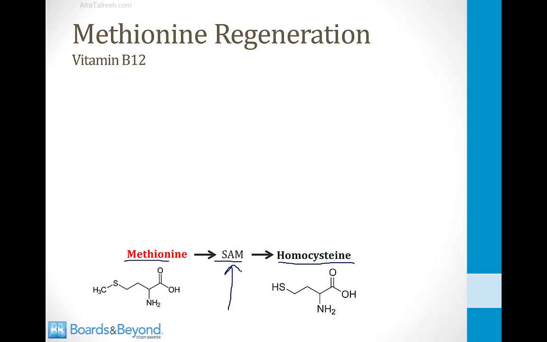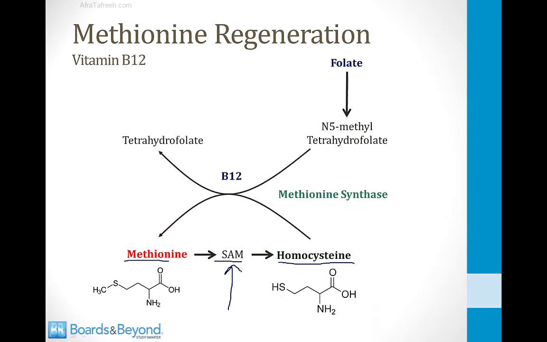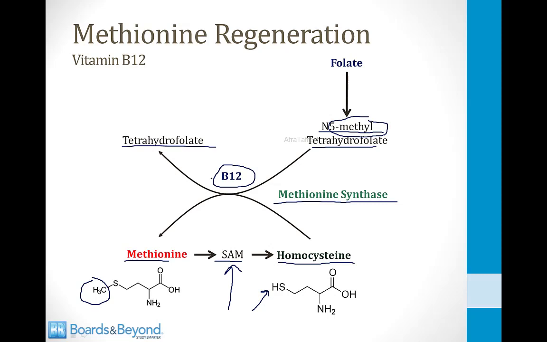And the way that methionine is regenerated from homocysteine involves the vitamins B12 and folate. There is an enzyme called methionine synthase which requires vitamin B12, and it will add a methyl group to this sulfur on homocysteine and therefore create a molecule of methionine. The source of that methyl group is the molecule N5-methyl tetrahydrofolate. This methyl on N5-methyl tetrahydrofolate is removed to create a molecule of tetrahydrofolate. The big picture here is that you need both vitamin B12 and the vitamin folate in order for this process to occur, and if either vitamin is deficient, you will have levels of homocysteine in the plasma rise because you're unable to convert homocysteine back into methionine.